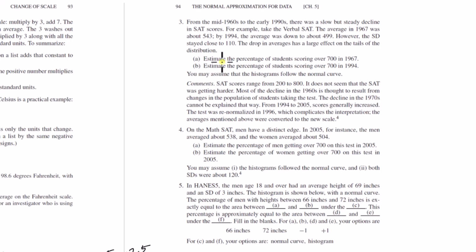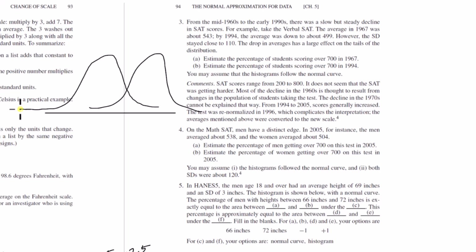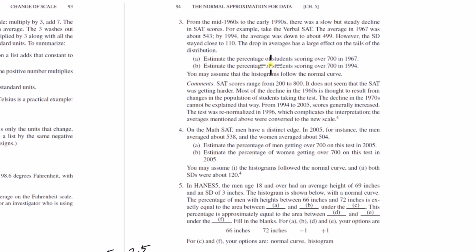All right, so we can assume that both the distributions of these scores in 1967 and 1994 are normal distributions. And so here's 1967, and then to 1994, it's just shifted to the left. The average has shifted, and that's it. How can we estimate the percentage of students scoring over 700 in each of these years? Well, we just need to convert 700 to standard units.